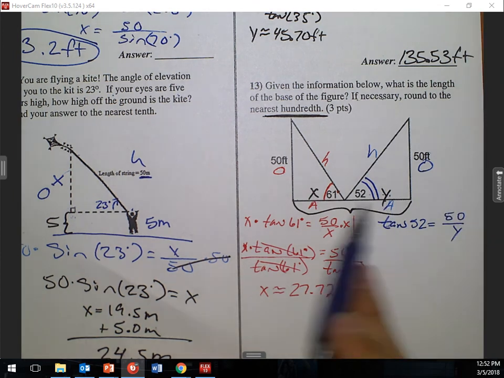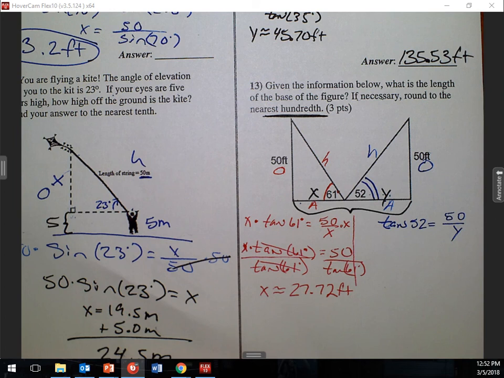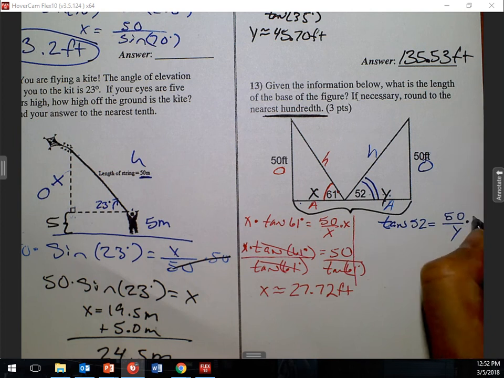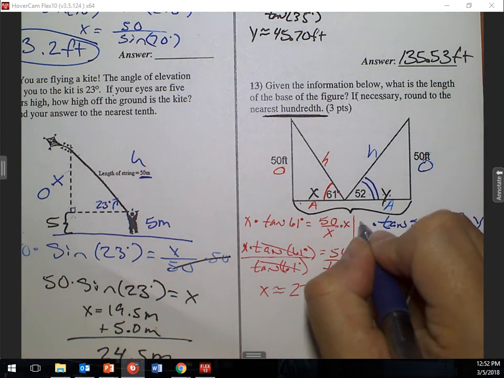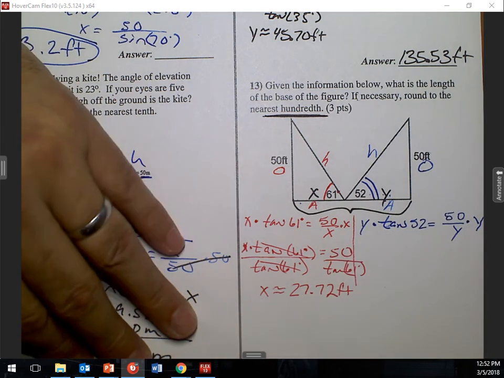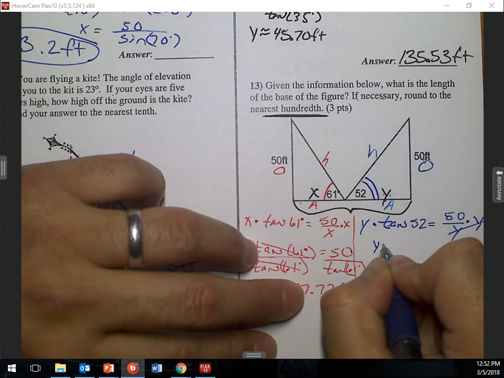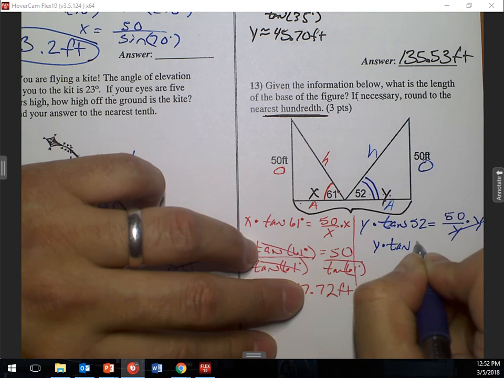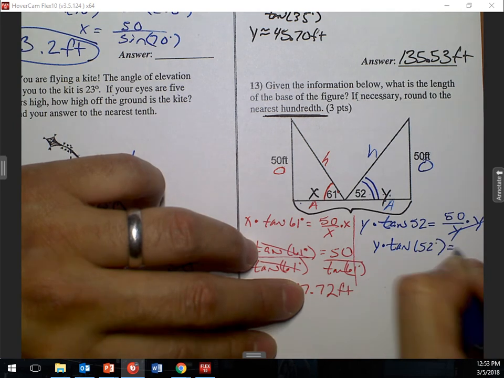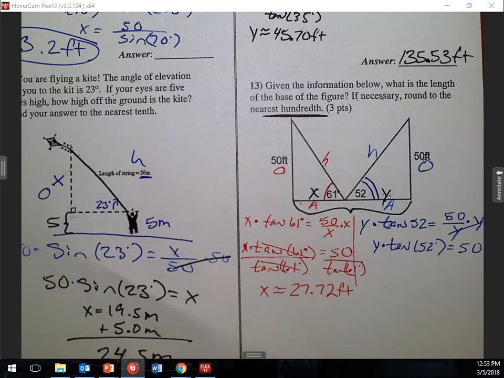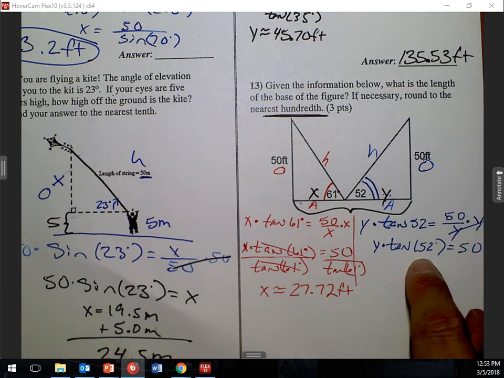Because I'm actually using a different variable than what I used over here. What do we do? Multiply by y. Very good. Because I said so, right? So cancel that. Y times tangent of 52 degrees is equal to 50. What goes next? Divide by tangent, right? Divide by tangent 52.